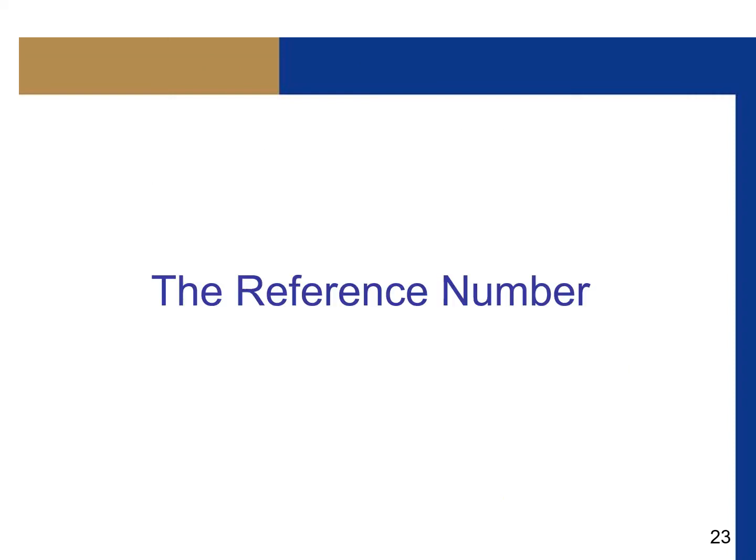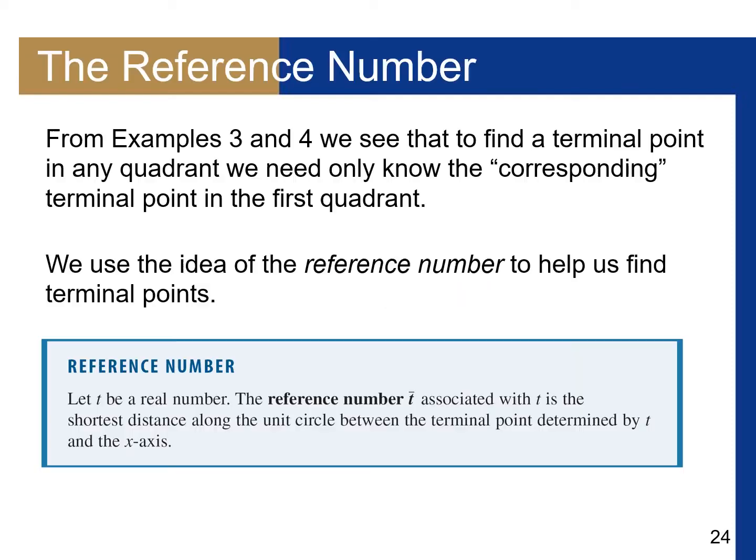Now let's take a look at reference numbers. So from examples 3 and 4, we see that to find a terminal point in any quadrant, we need to know the corresponding terminal point in the first quadrant. Like I said, you need to know your first quadrant really well. And once you do that, you can use those values in the first quadrant to get your values in the other quadrants.